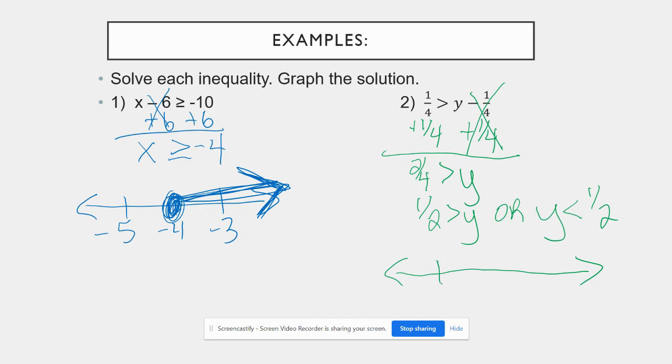On our number line, 1/2 is here, halfway in between. It's an open circle because we're not equal to, and less than is shading to the left, which is negative infinity. You are going to work on the U-tries for 3 and 4.